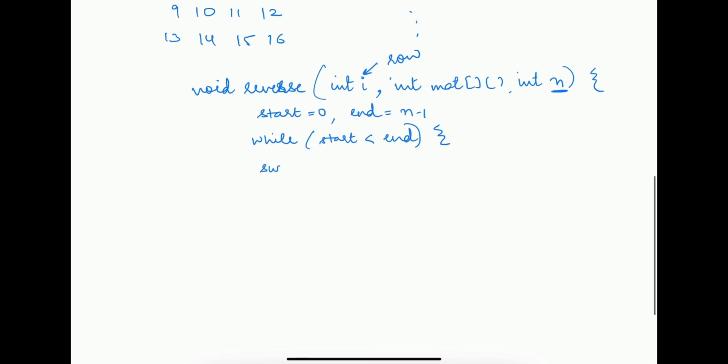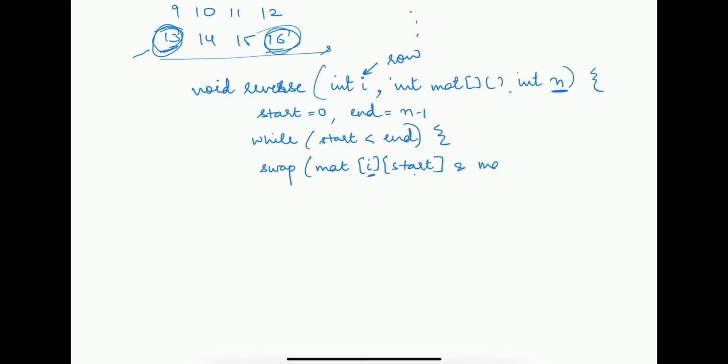What we are going to do is swap matrix of I and start, basically the first and the last number of that row. So I represents that row number, start represents the first number, and end represents the last number, and matrix of I and end. Once this is done, we are going to increment the start counter and decrement the ending counter.